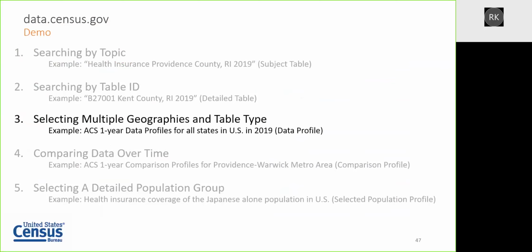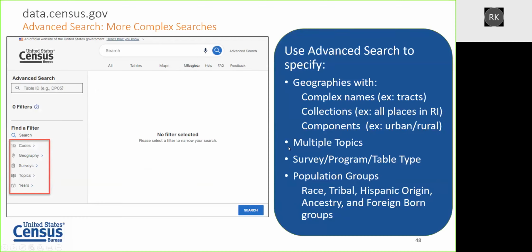Selecting multiple geographies and table type. Before we go to that, I'm going to introduce a little bit about advanced search. If you're not finding a quick answer to your data questions, try the alternative search method by clicking the advanced search button. It's a step-by-step filtering experience where you browse through a series of filters to find checkboxes that match your search interest. And some complex search criteria can only be selected through the advanced search, such as this example.